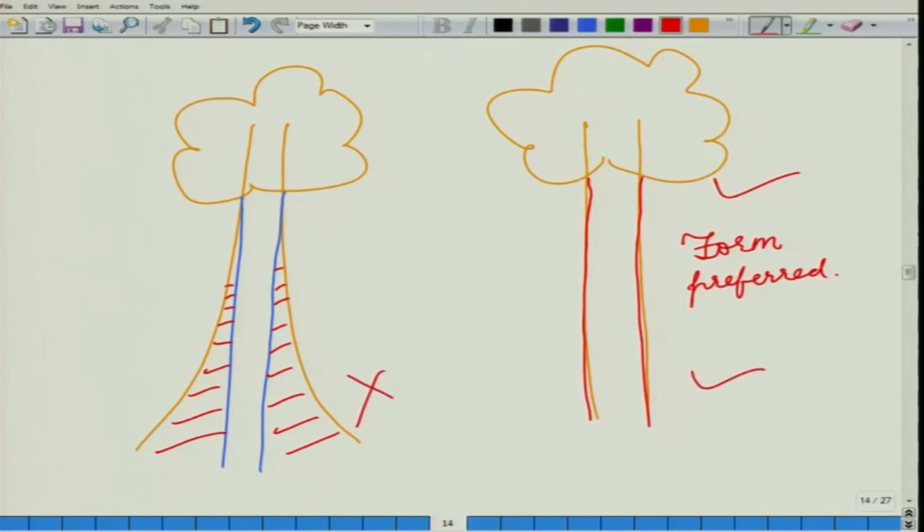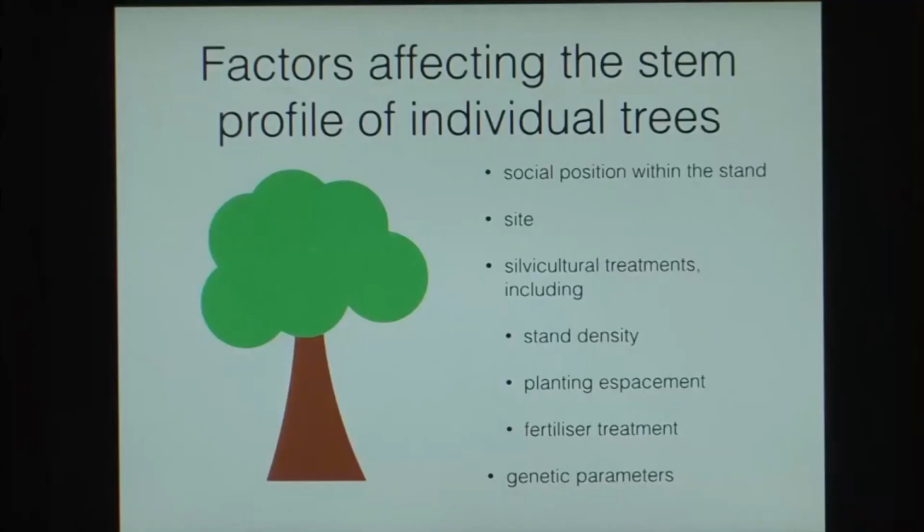This is why it is important to know the factors that affect the stem profile of individual trees. As we can see in this slide, it is affected by a number of factors, say the social position within the stand, the site conditions, the silvicultural treatments including stand density, planting espacement, fertilizer treatment, and genetic parameters.